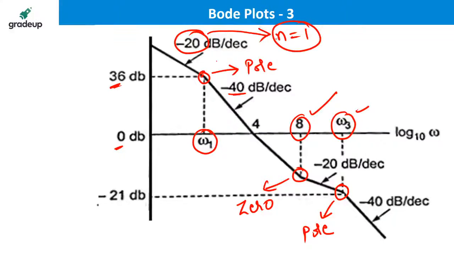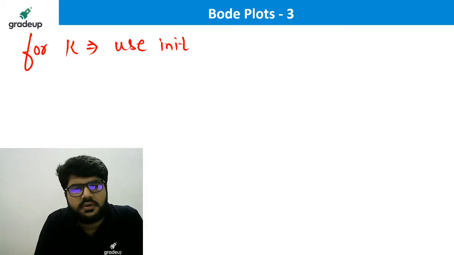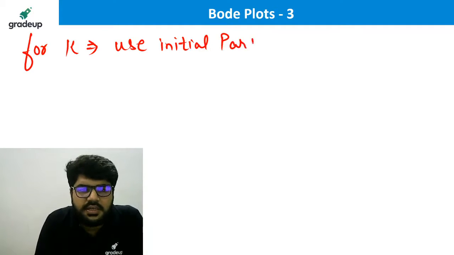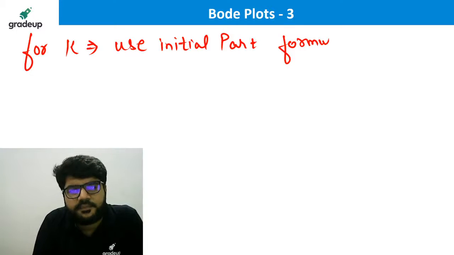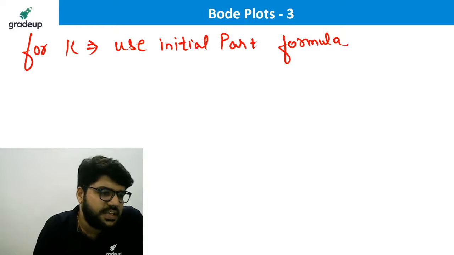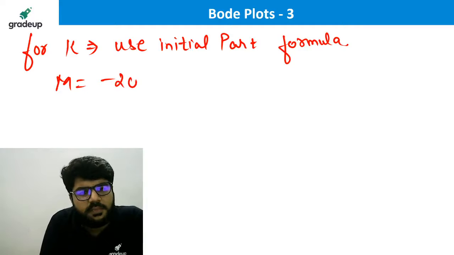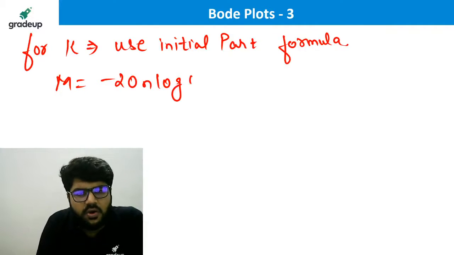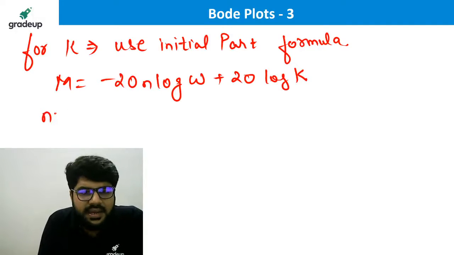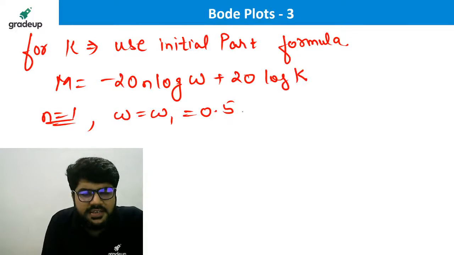And because omega 1 is there, the next calculation is for k. You can use the initial part formula. What is the initial part formula? M is equal to minus 20n log omega plus 20 log k. I asked you to remember this, this is important. N का value 1 है, मुझे पता है. At omega equal to omega 1, which is just obtained, 0.5.